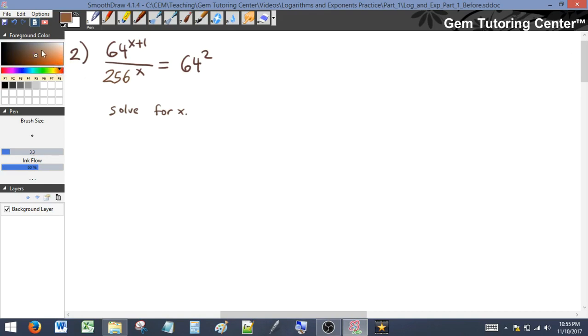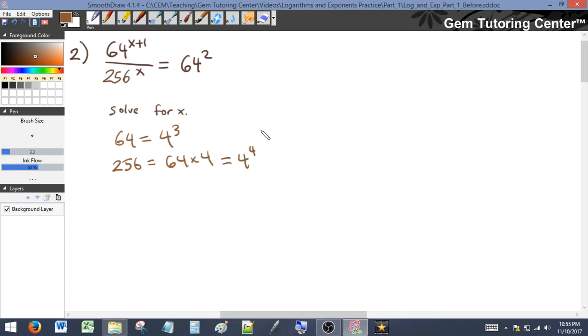So here we have 64 to the x plus 1 over 256 to the x, and that's equal to 64 squared, and we need to solve for x. Something that's going to make this problem much easier for us is that we notice that all of the numbers have a base of 4. They're all 4 to the power of something. So 64 is actually 4 to the 3, and 256 is 64 times 4, which is equal to 4 to the 4th.